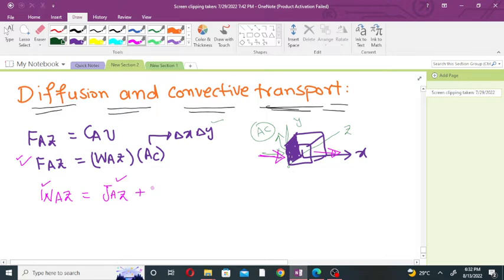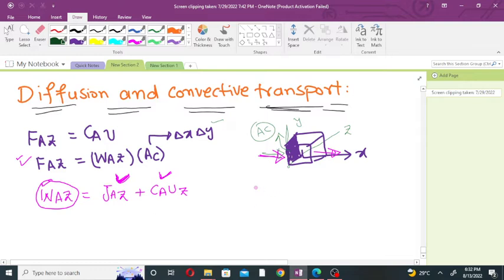So it can be C_A times the velocity of component A in the z direction. So the flux of component A in the z direction is equal to the diffusional flux of component A in the z direction plus the convective flux of component A in the z direction. So this is the diffusional term and this is the convective term.